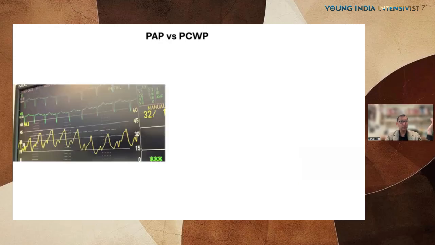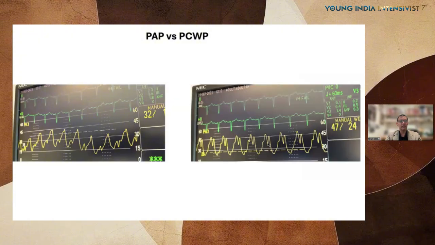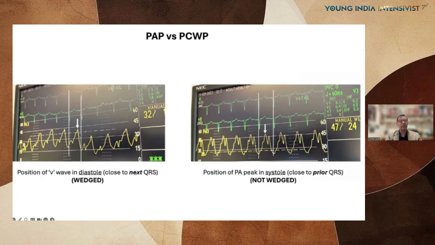This is another useful tracing. Is this a PA tracing or is it a wedge? Not entirely obvious. This is a wedge tracing, somewhat of an incomplete wedge. This is the PA pressure. So how do you know which is which? You time it according to the timing in the cardiac cycle. Remember that this is a high V wave, which comes during diastole. If you see the white lines I've drawn next to the ECG, the QRS complexes, this is much closer to the QRS complex, whereas the peak of the normal PA should be somewhat in the middle between two successive QRS complexes.